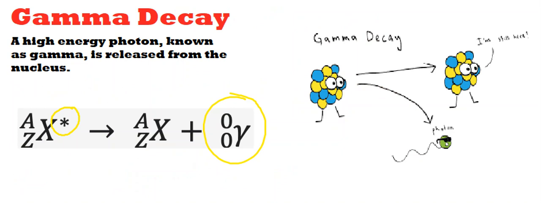The final type of decay is gamma decay. It involves a high energy photon, known as a gamma, being released from the nucleus. In gamma decay, a parent nucleus starts out in the excited state, but then falls back to a lower energy state. This high energy state is denoted by using an asterisk next to the parent nuclei. For this type of radioactive decay, the proton number and therefore element remain the same. The only addition is the high energy photon that is being emitted.